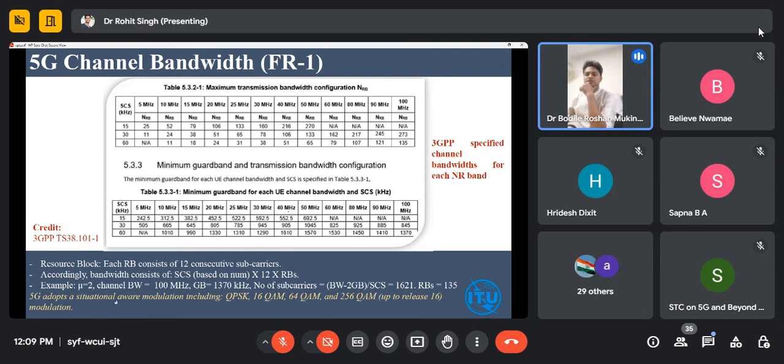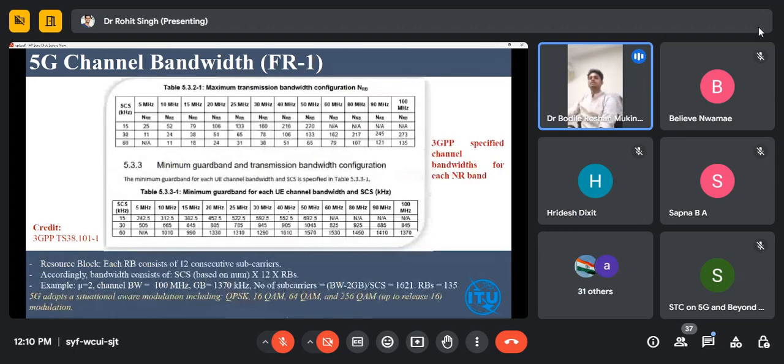And again, what are the transmission mechanisms and modulation techniques included? So 5G adopts a situation-aware modulation technique. You can have the access of QPSK, 16 QAM, 64 QAM based on your channel condition. If your channel condition is very good, your constellation diagram points may come very close, so you can transmit up to 256 QAM. If your channel condition is very poor, you can decrease this constellation space up to QPSK.